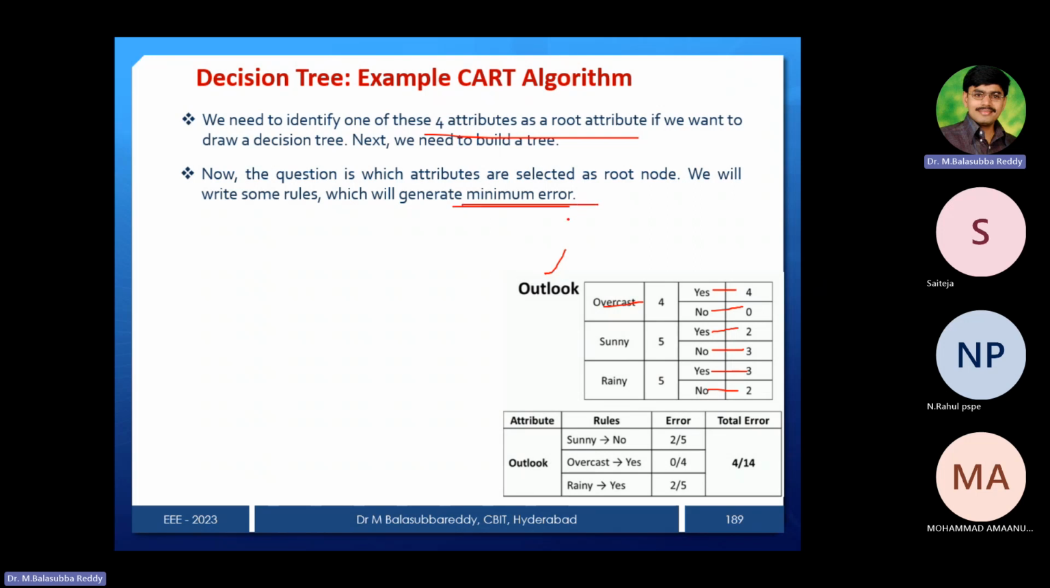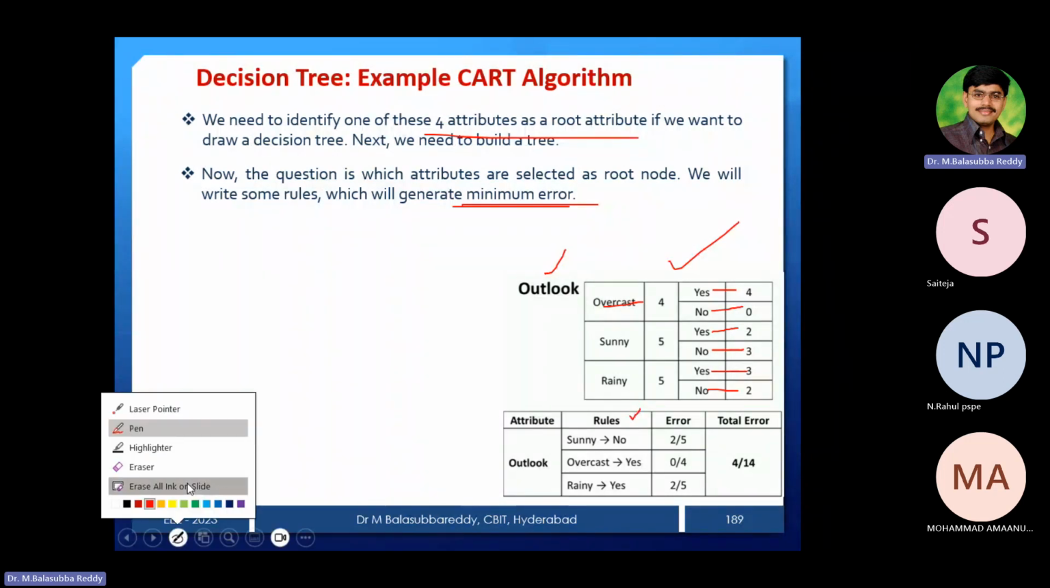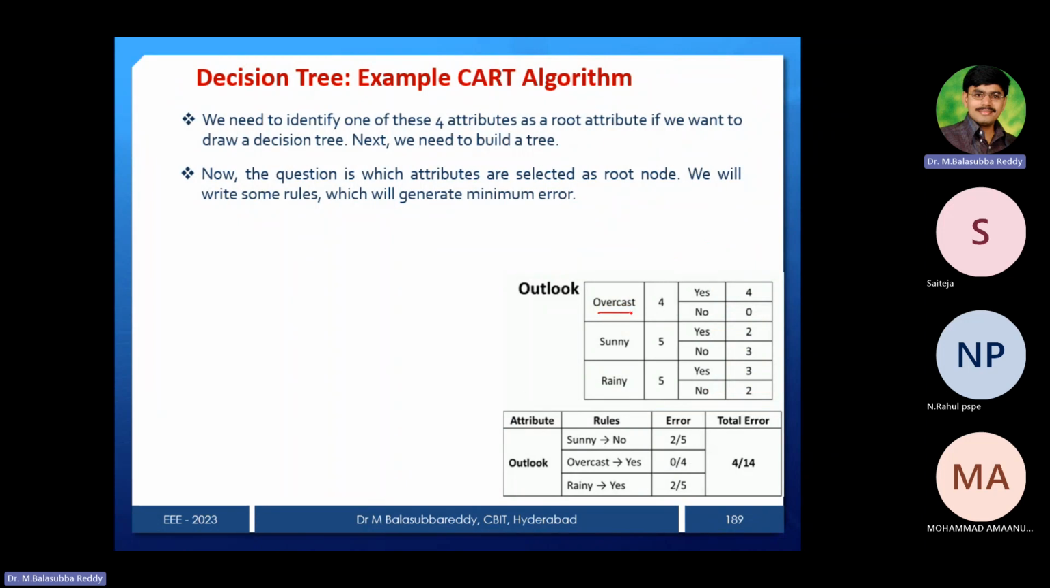Now for that, we write rules. This table comes directly from the input data or the given problem. From the table, we have to write rules. What are the rules you have to write? First, all three parameters you have to consider. Suppose overcast, for this I have to write a rule. What is the rule I have written here? Overcast is yes. Why I have taken overcast is yes is a better rule to get low error: the reason is among four, all four are yes.